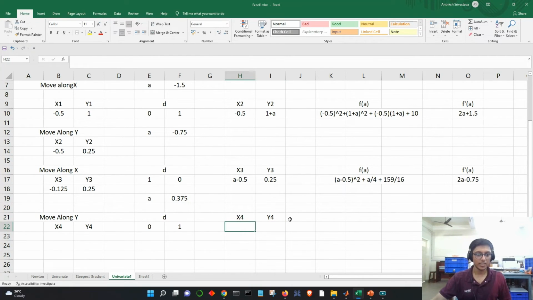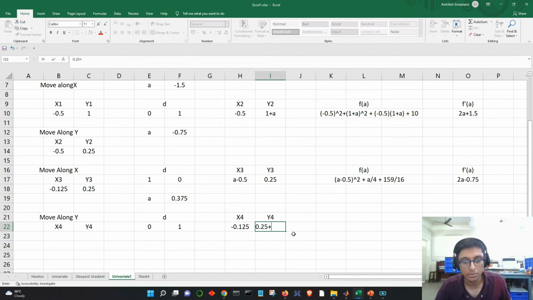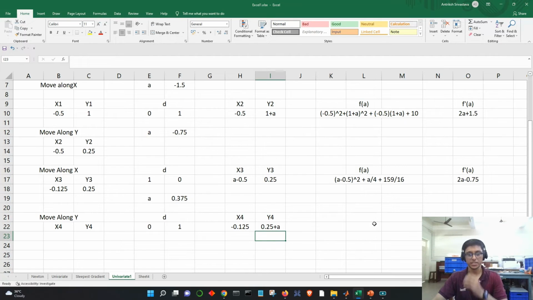You can check. So yeah, so we have now our x3 and y3. So when we again move along y, we will not disturb the x. So the x is as it is. We have to disturb our y, however. So we'll take the direction vector along the y direction, and we add the length of a to that particular vector. So we get 0.25 plus a.